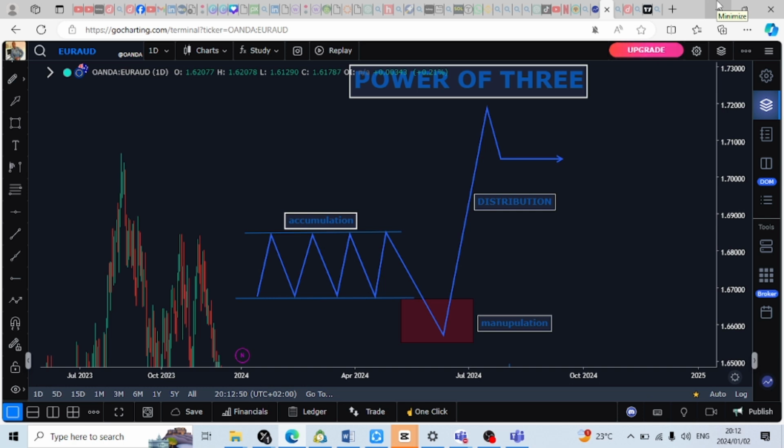Okay, today we're going to be looking at a very powerful ICT concept called the power of three. So we'll look at what is the power of three, how do we identify this power of three, and then how do we trade using this power of three. It's a very powerful ICT concept. So basically, that's what we're going to be learning about.